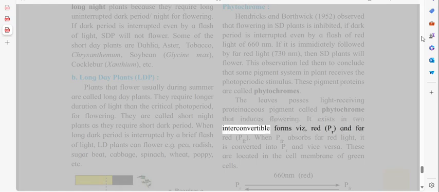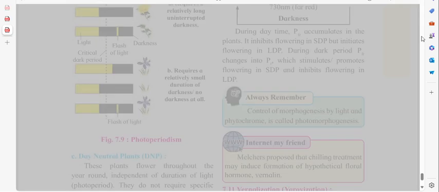It exists in two interconvertible forms viz. Red, PR, and far red, PFR. When PFR absorbs far red light, it is converted into PR and vice versa. These are located in the cell membrane of green cells. PR converts to PFR under 660 nm red light; PFR converts to PR under 730 nm far red light or darkness. During daytime, PFR accumulates in the plants. It inhibits flowering in SDP but initiates flowering in LDP. During dark period PFR changes into PR, which promotes flowering in SDP and inhibits flowering in LDP. Control of morphogenesis by light and phytochrome is called photomorphogenesis.